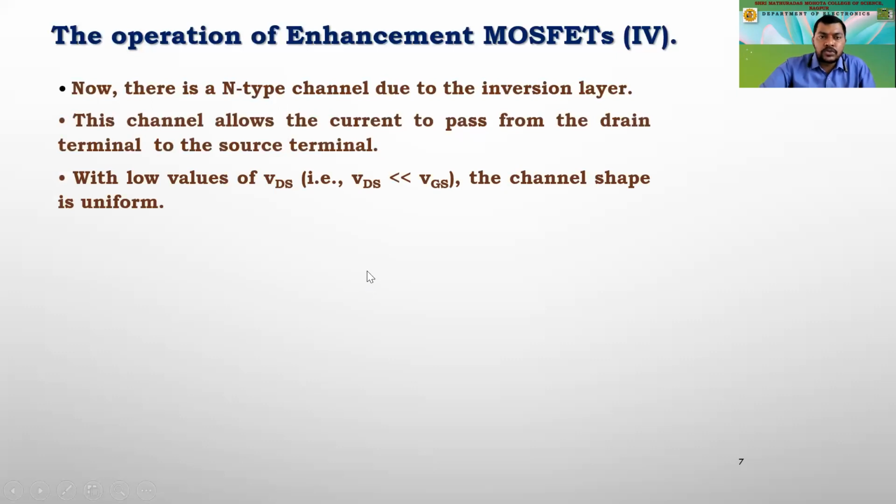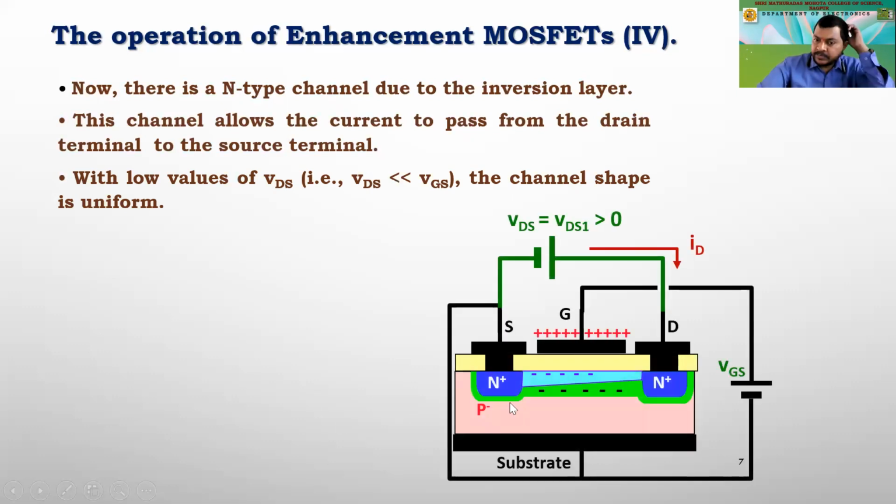Now with low values of VDS, that is the drain source voltage, very much less than the gate source voltage, the channel shape is uniform like this. If we keep such a situation that VDS is very much less than VGS, the gate voltage, right?